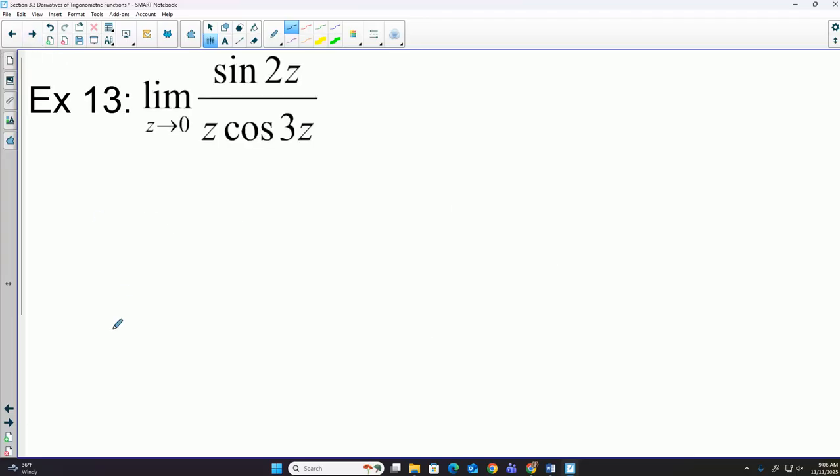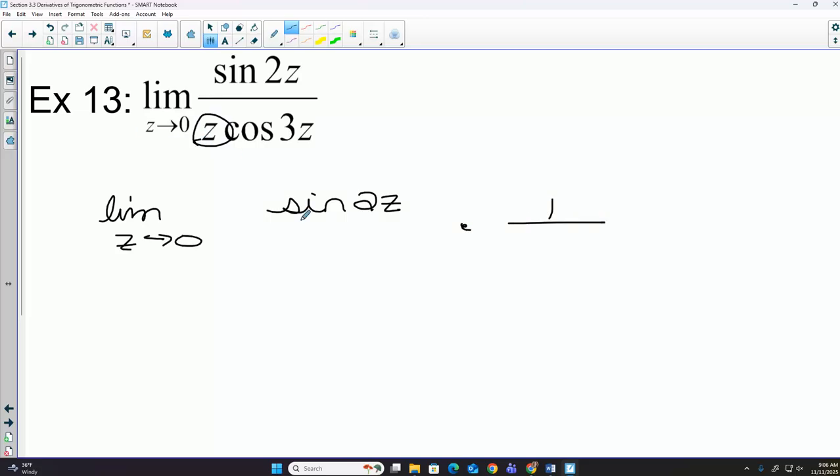Let's look at this one. Okay, I can't just evaluate at the beginning because I'm getting 0 over 0. So let's separate this. I have to get a sine 2z over 2z, right? Okay. I currently have a z on the bottom, so I'll keep that with my sine. I'm going to pull my cosine off into another fraction.